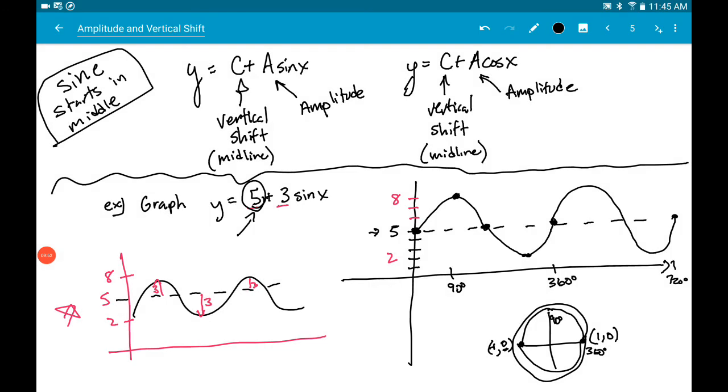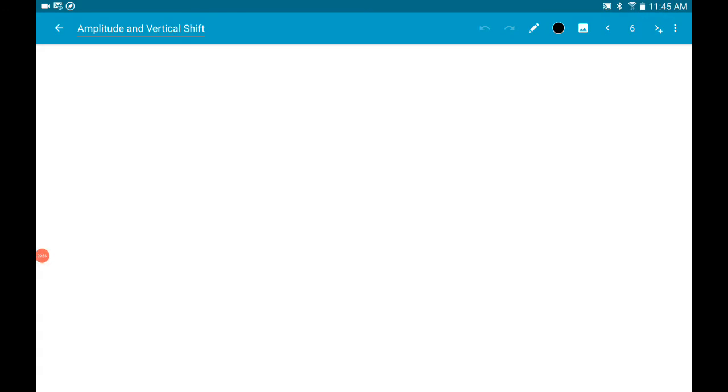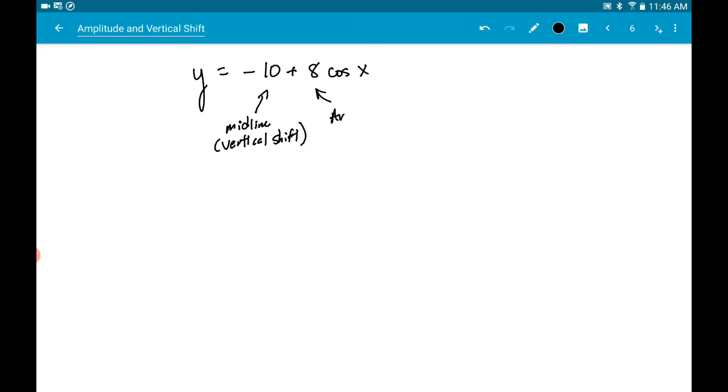All right, we've got time for one more. Let's do an additional one. Hopefully you're feeling better about it. Let's do one with cosine. So let's do -10, mix it up a little bit, plus 8 cosine x. So as we get settled in here, this is our midline, also known as the vertical shift. And this is what we're calling the amplitude.